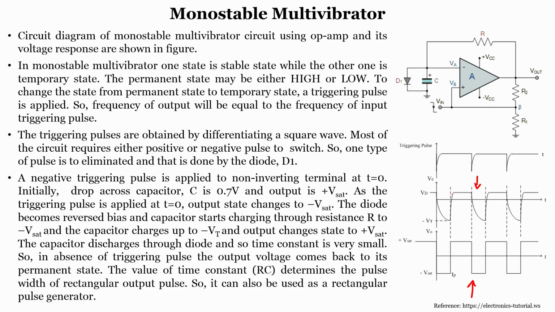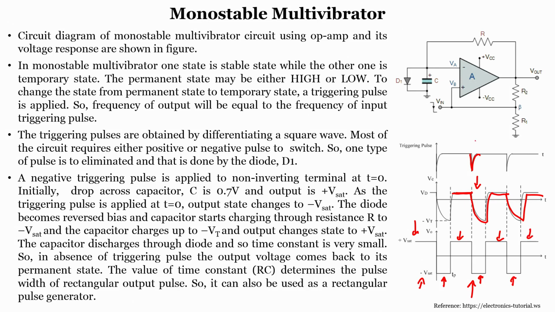Whenever you apply a pulse, from this stable state it goes to its non-stable state, comes back, and is again stable. In return, the output will go to plus V saturation and minus V saturation. Whenever it is here it is minus V saturation, whenever it is stable it is plus V saturation, and so on. So, this is the generation of a square wave.